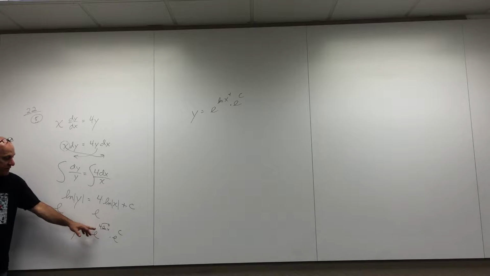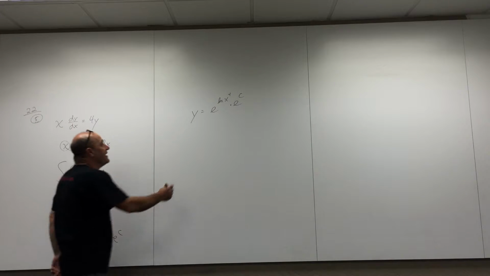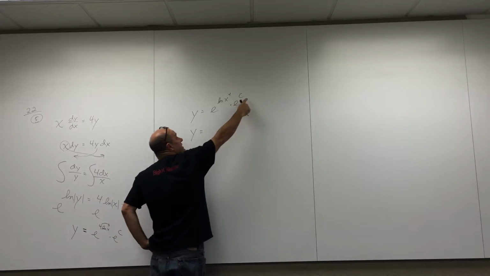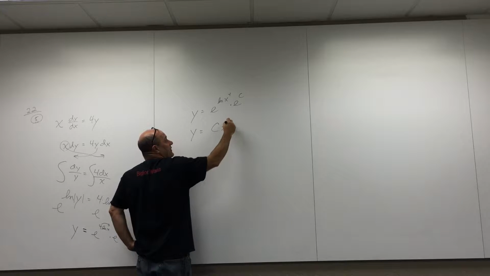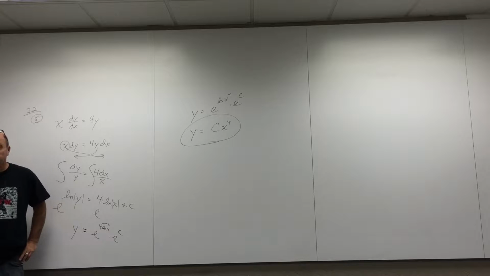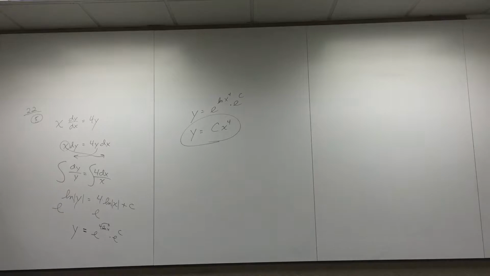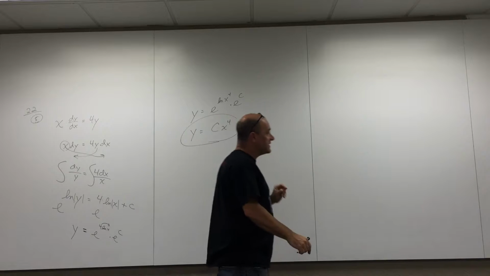Using log properties, and e's and logs, you can really change the look of this. And what is it going to be? It's going to be a multiplied c. We're just going to call that c. And then this e and log cancel. And so there are no e's or logs in the final answer. So that's cool. Yeah, that's my final explicit general solution. Right. Multiplied c.